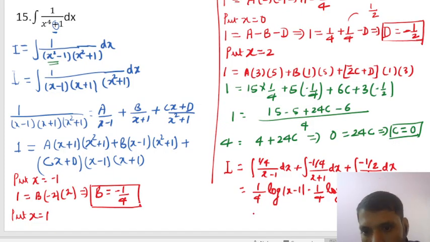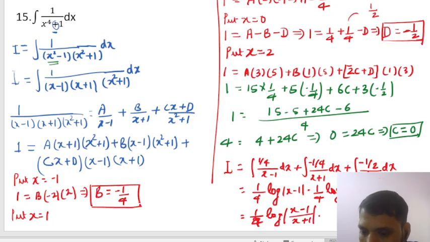It is a direct formula. And here we can take the 1 by 4 common. So it will become log a minus log b, and apply the properties. It is 1 by 4. And by the properties, log a minus b will be equal to x minus 1 divided by x plus 1. And here minus 1 by 2 tan inverse x plus c. Okay, so this is the answer of question number 15. Actually it was lengthy, right?